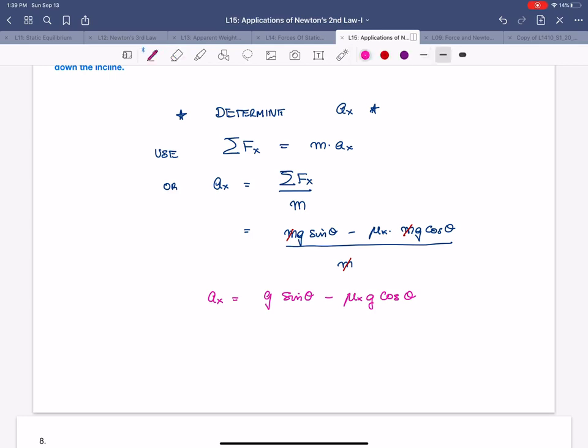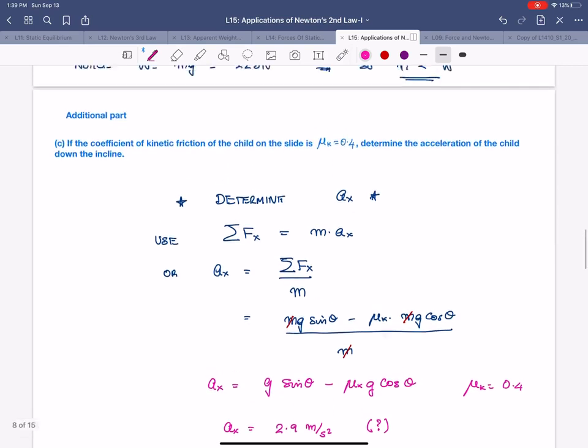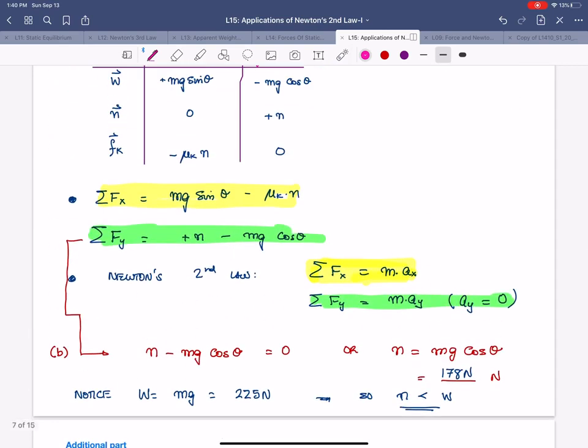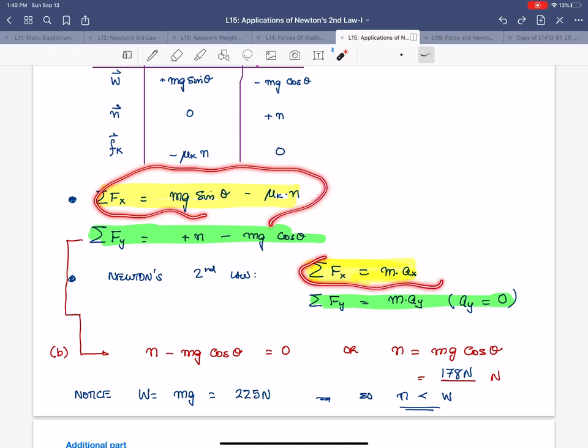And since mu sub k is given in this problem to be 0.4, you can work this out, and the acceleration, again, please verify my numbers. Don't take it for granted. So let me just put a little question mark out there. The child is going to be sliding down the slide with an acceleration of 2.9 meters per second squared. And so there we go. That is how the other equation can be used to determine the acceleration of the child.